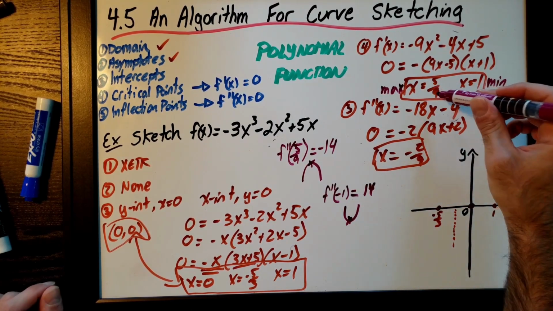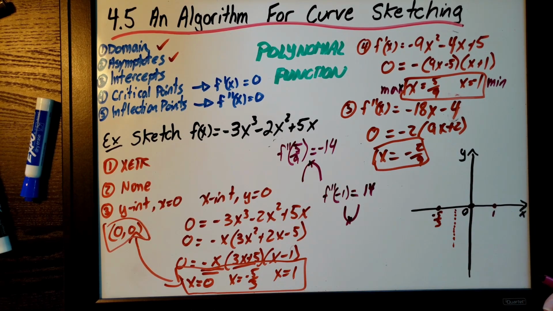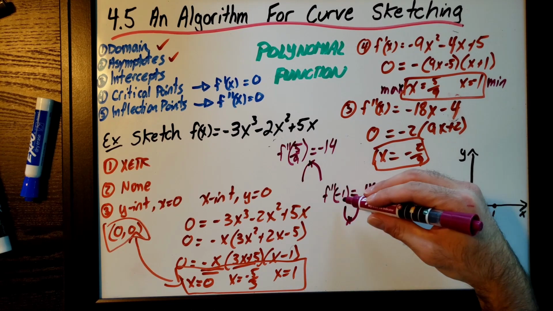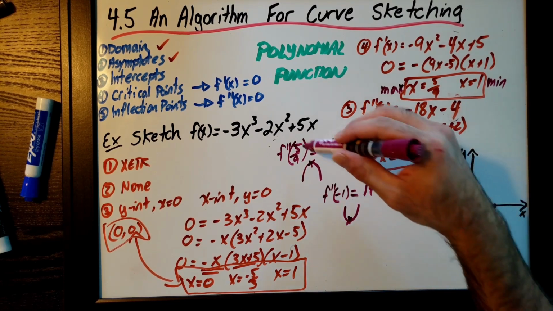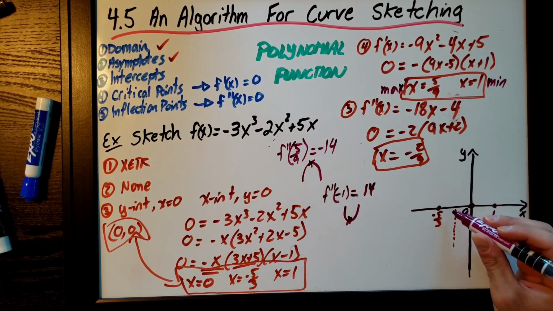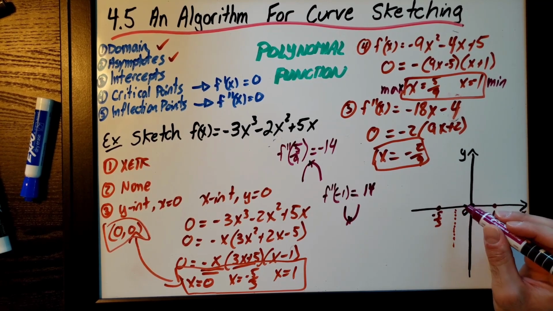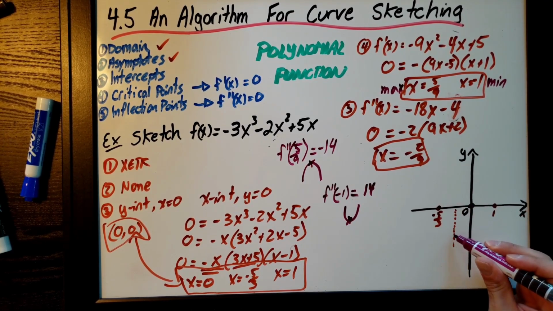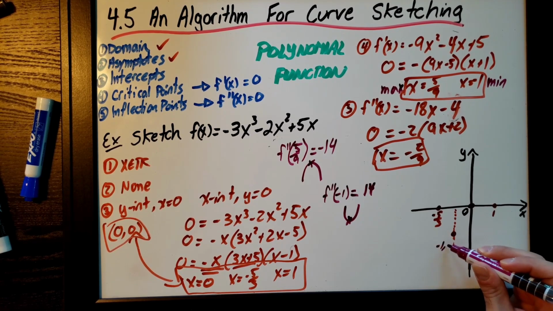I can plug in 5 over 9 into my regular function and see what I get. Pick up a calculator. I know that if I plug in negative 1 into my regular function, I'm going to get 4. So at negative 1 and 4, or negative 4, sorry. Negative 1, negative 4, I have a minimum value. This is negative 1, negative 4.